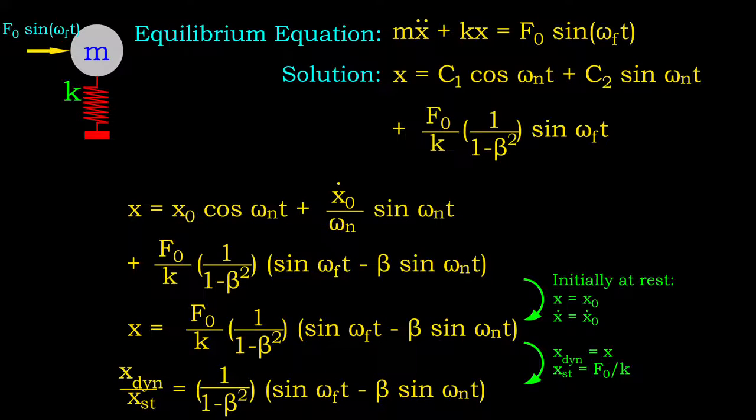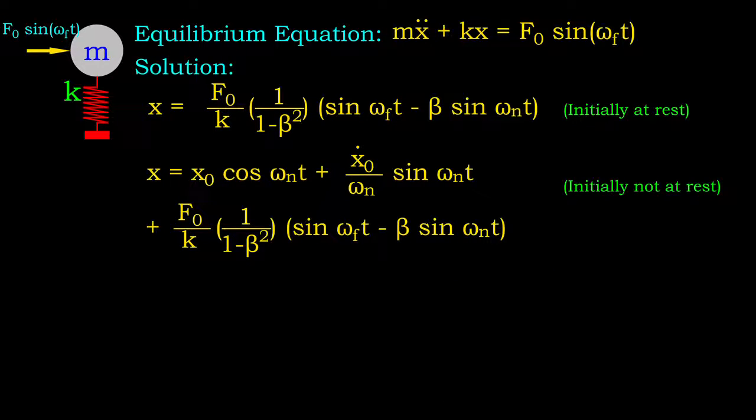If the system is initially at rest, we may just make the initial displacement and velocity of the completed solution of x 0. The resultant expression will be a valid solution for this at rest condition. From here, the term f over k equals to the static displacement of system. Meanwhile, the remaining terms on the right-hand side of the equation is a dynamic response ratio that helps us to determine the displacement response based on static displacement.